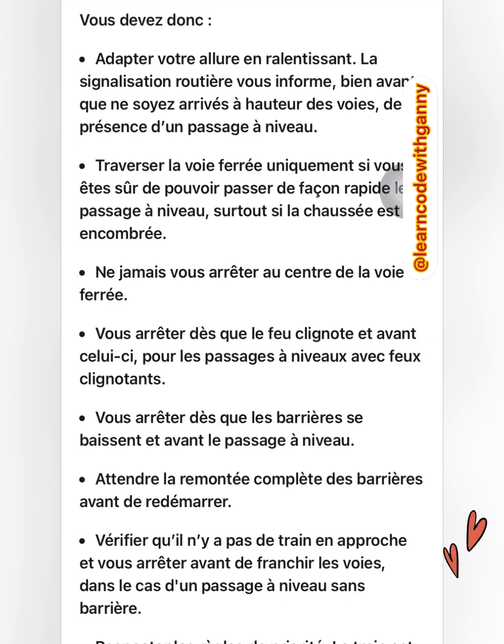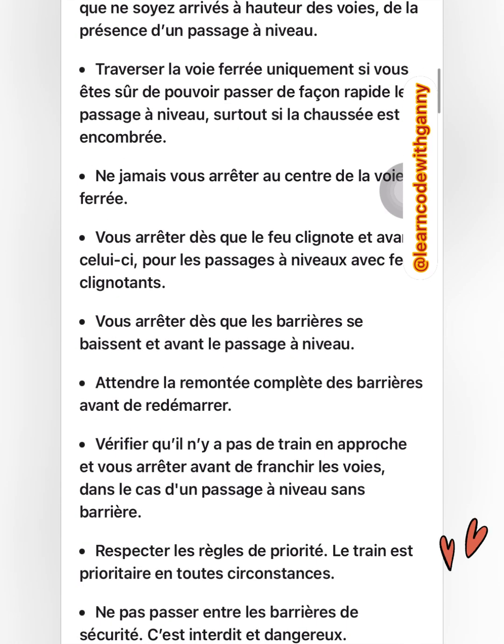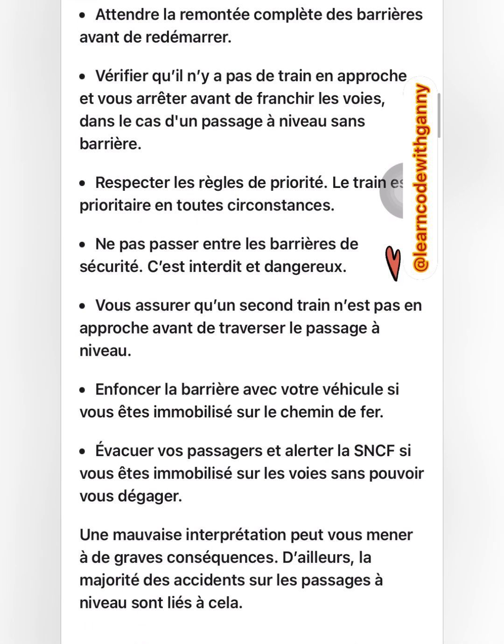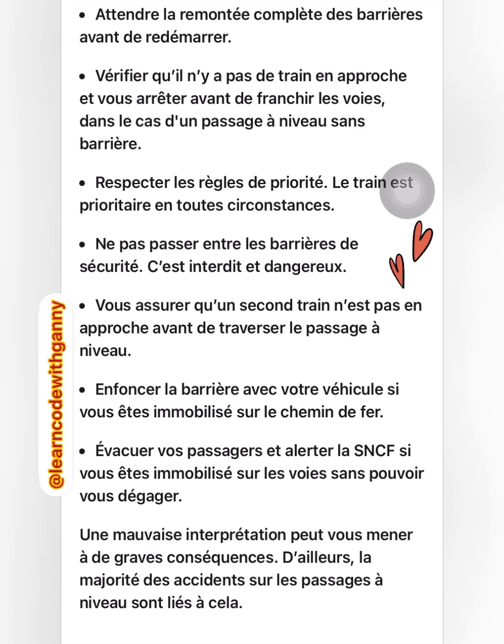Take note of all this. Respect the rules of priority. The train has priority in all circumstances. You see, the train has priority in all circumstances. Do not pass between safety barriers. It is forbidden and dangerous. Make sure that a second train is not approaching before crossing the level crossing.